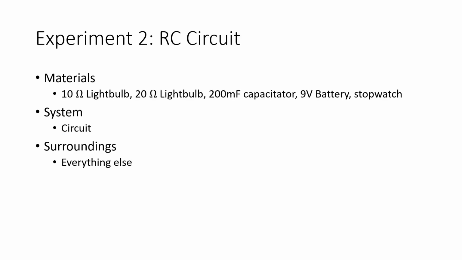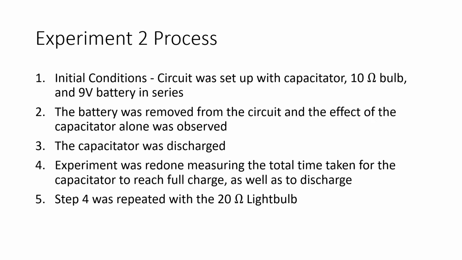For experiment 2, we took a 10 ohm light bulb, a 20 ohm light bulb, a 200 mF capacitor, a 9 volt battery, and a stopwatch. Our system was a circuit, and the surroundings were everything else. We set up the circuit with the capacitor, the 10 ohm bulb, and the 9 volt battery. We removed the battery, and the effect of the capacitor alone was observed.